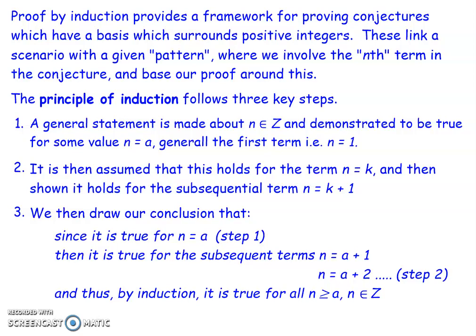It's then assumed it holds for the term n equals k, and is shown it holds for subsequent terms, n equals k plus 1. So once we've shown it's valid for a term, we then assume it's valid for any generic term, and then we use that and we prove that it is valid for the next term in the sequence. So what we can then do is draw a conclusion from it, that since it's true for some n equals a, and it's true for a generic term, then it's true for the subsequent terms that follow it, so n equals a plus 1, n equals a plus 2, etc. And therefore, by induction, it's true for all n belonging to the integer values, so n equals 1, 2, 3, etc.